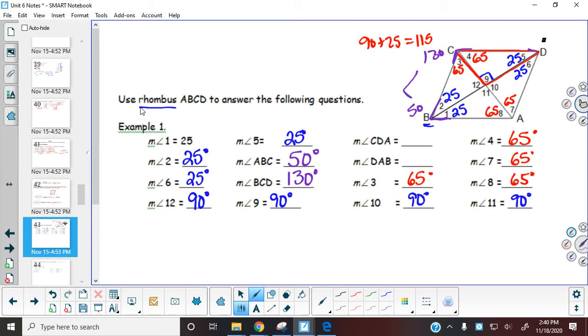If we look at CDA, again, we combine that 25 and 25, or we can recognize B and D are opposite congruent angles. And then DAB is going to be the same as BCD, so these are going to be the same, and those are going to be the same. So again, the more properties we have, the easier it is to find our missing measures.